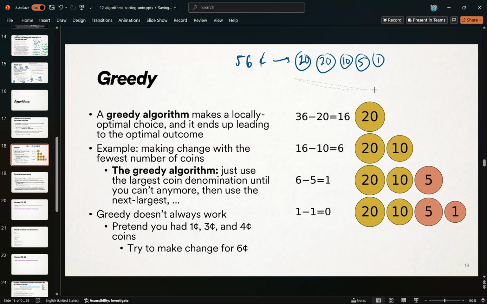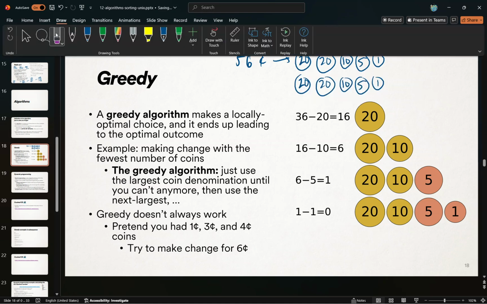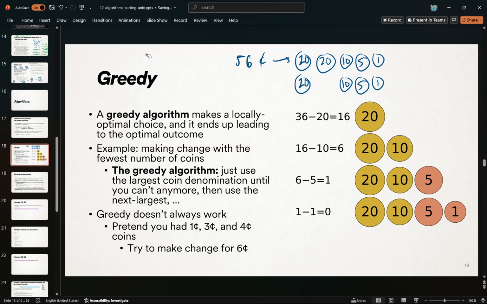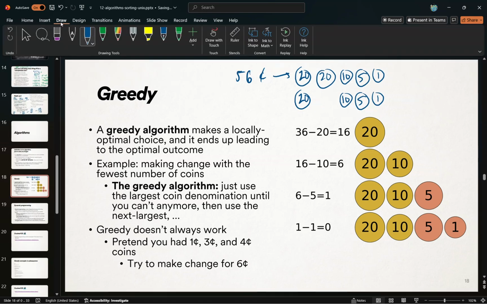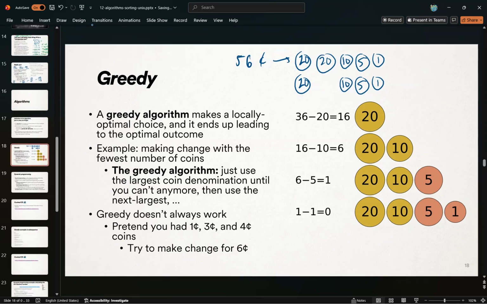What would have happened if you had some other option? You can't just turn this 20 into something else that's better overall. Your locally optimal decision led to the globally optimal outcome. You can't turn this 20 into two 10s. That's as good as you can do; now you've used more coins. Something like that is the proof that it works.